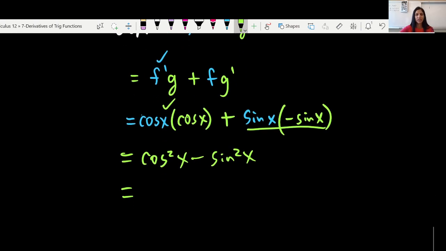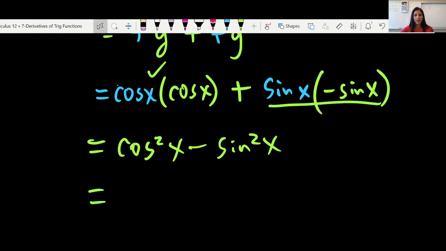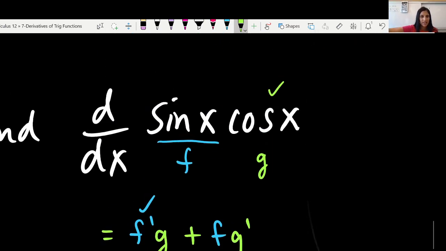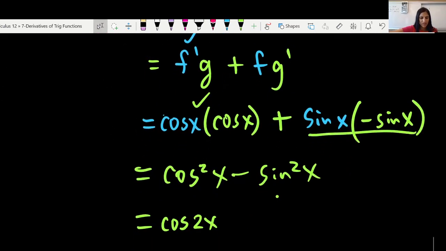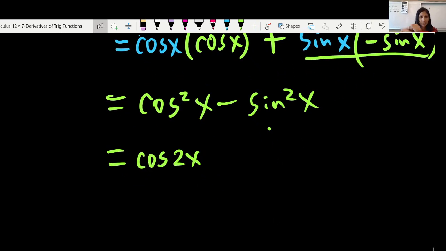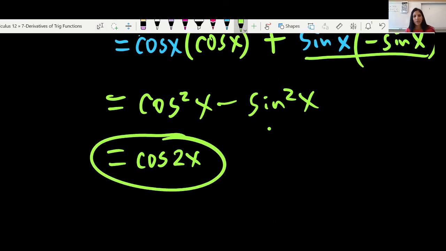Here's some review. I don't know if you remember these, the Pythagorean identities, but remember cos squared x minus sine squared x is also the same thing as cos 2x. This would be the best way to give our dy dx, or our derivative of the whole thing.